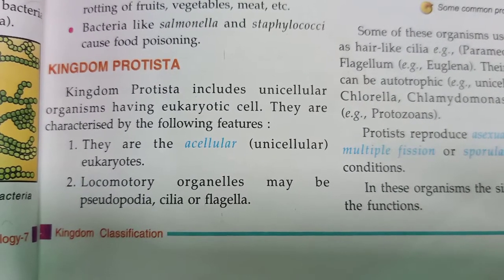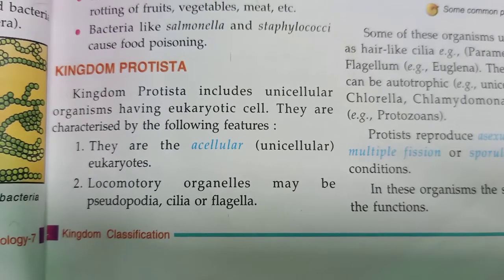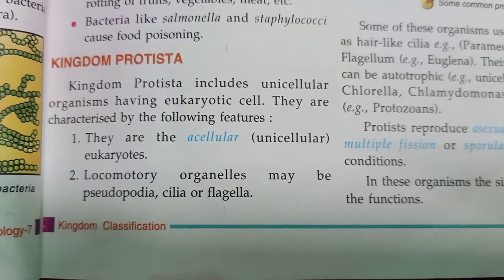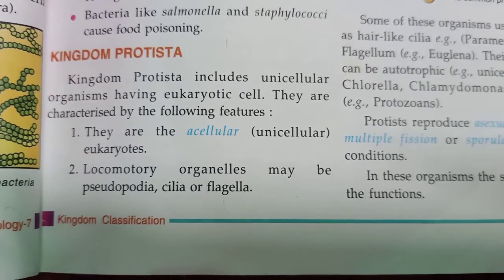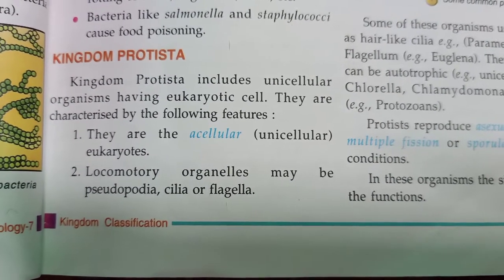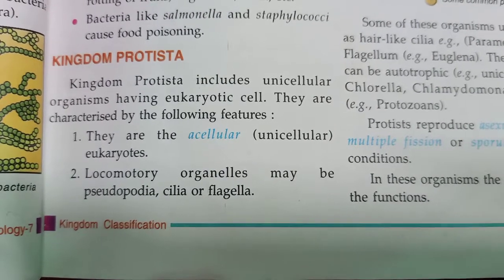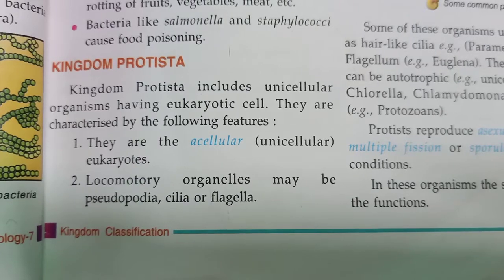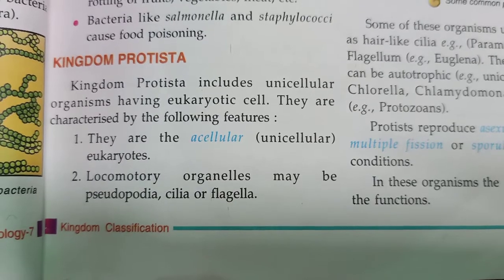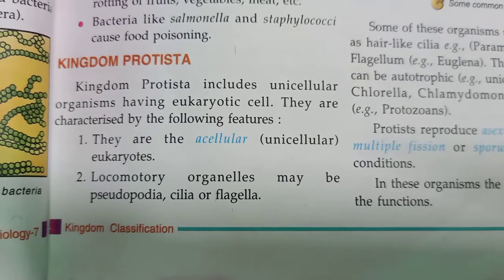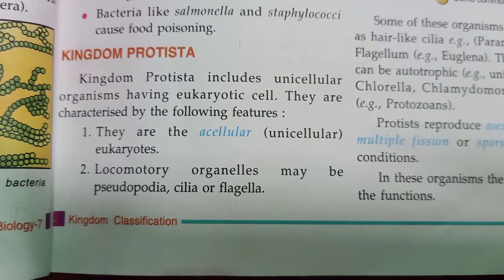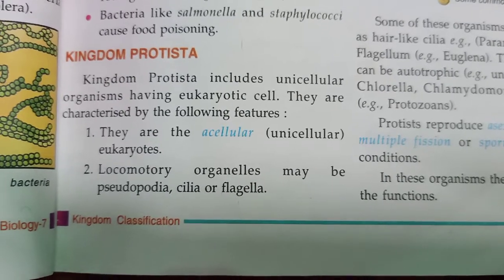Kingdom Protista includes unicellular organisms having eukaryotic cell. Unicellular organisms means the one having the single cell. They are characterized by the following features. Now, some of the features of Kingdom Protista are: number 1, they are acellular, that means they are unicellular eukaryotes. Second point, locomotory organelles may be pseudopodia, cilia, or flagella. These are few locomotory organs by which they are able to move from one place to another place.